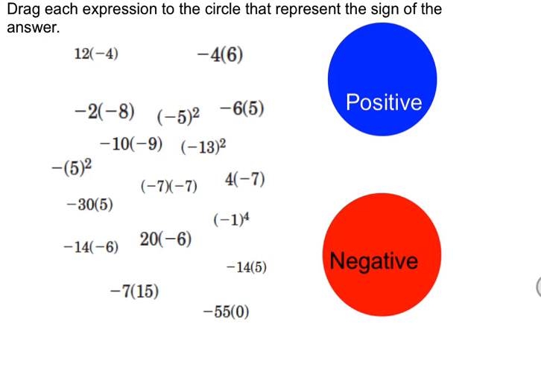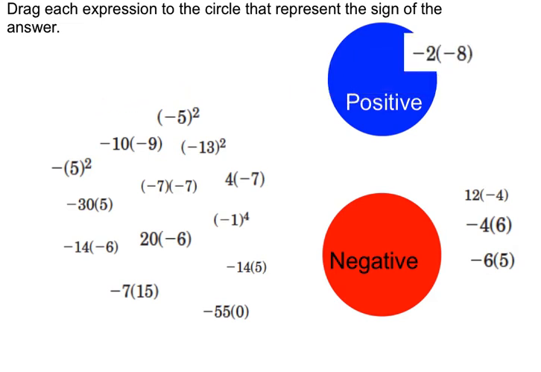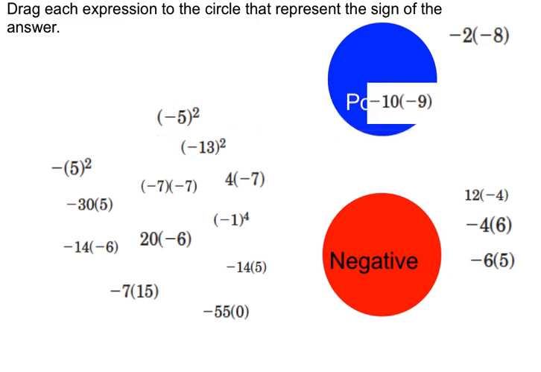Okay, so looking at things quickly here, where would these end up? 12 times negative 4, because it's got one negative in it, it would just be negative. Negative 4 times 6 ends up being negative. Look for a pattern as I'm doing these. Negative 6 times 5 is negative. Negative 2 times negative 8 is positive. Negative 10 times negative 9 is positive.